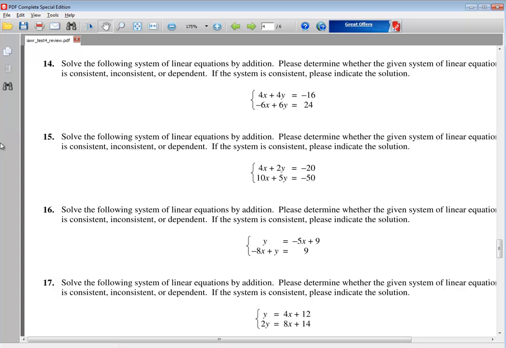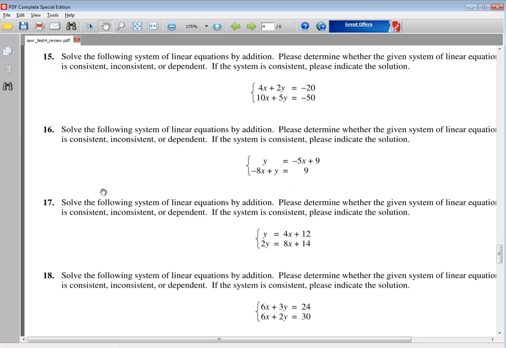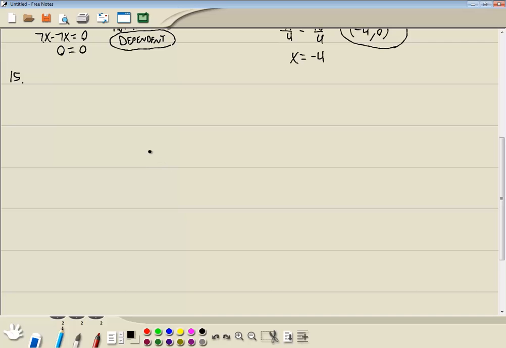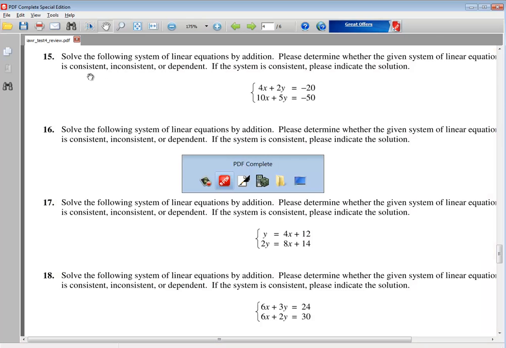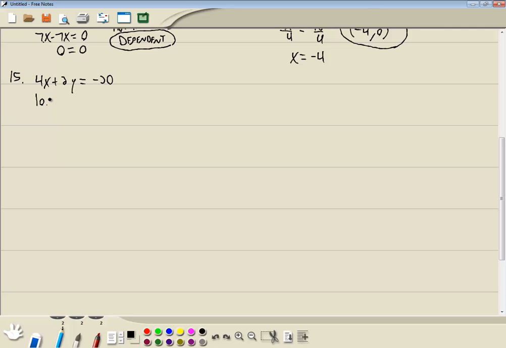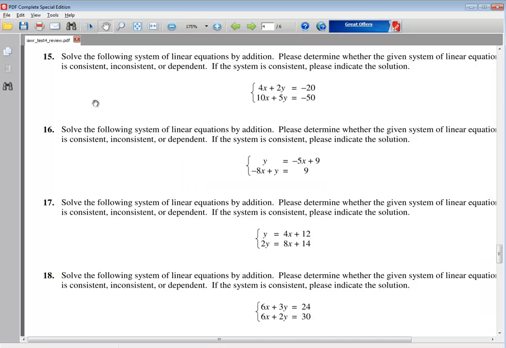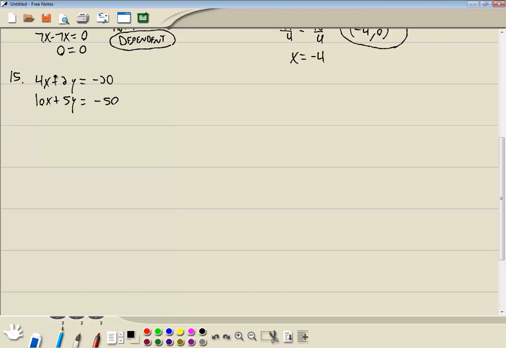Number 15. I want to solve this by the addition method. So we got 4x plus 2y is equal to negative 20, and 10x plus 5y is equal to negative 50. I want to eliminate one of the variables. I'll choose the y's this time. So I'll multiply the first equation by negative 5 and the second equation by 2. They have to be different signs. So since these are both positive, one of these had to be negative.